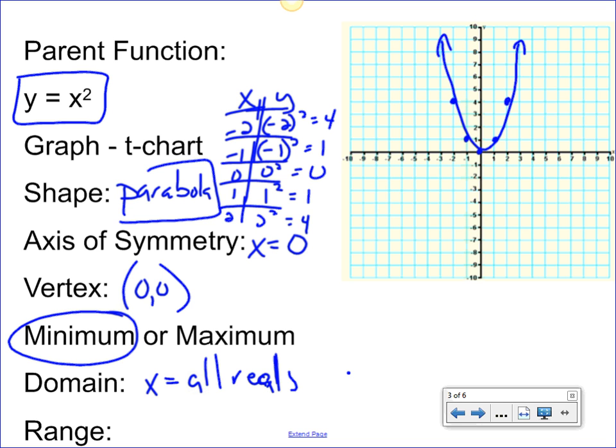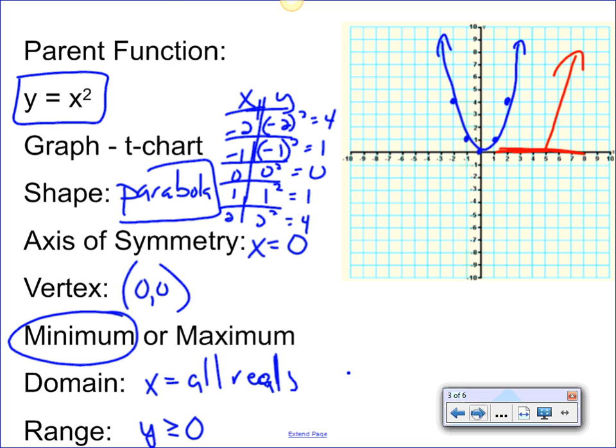For the y values, however, if you look at the graph, we have these points right here and then anything above that. So how do we write that? For the y, or the range, we would say y has to be greater than or equal to 0. You can never get something less than 0 out of this. Another way to think about it: if you square something, you'll never get a negative number.